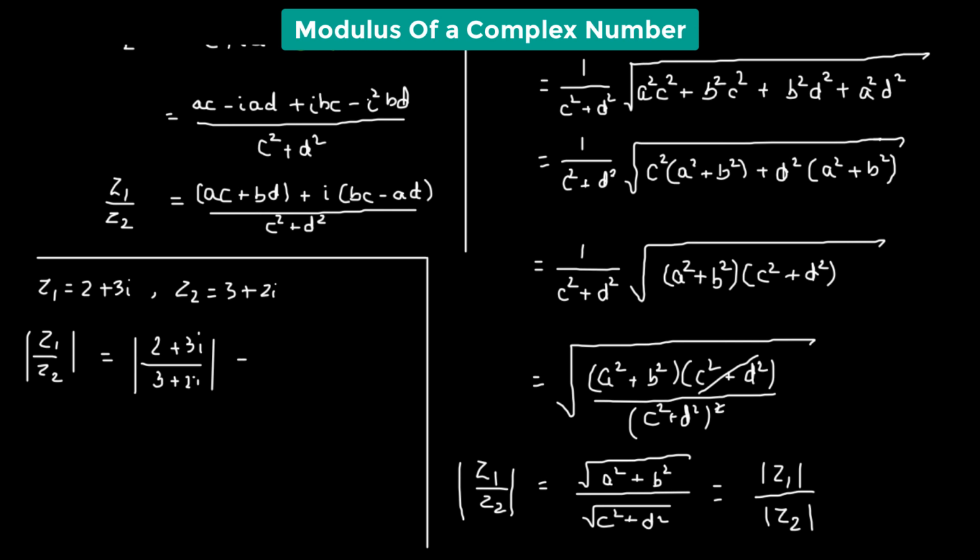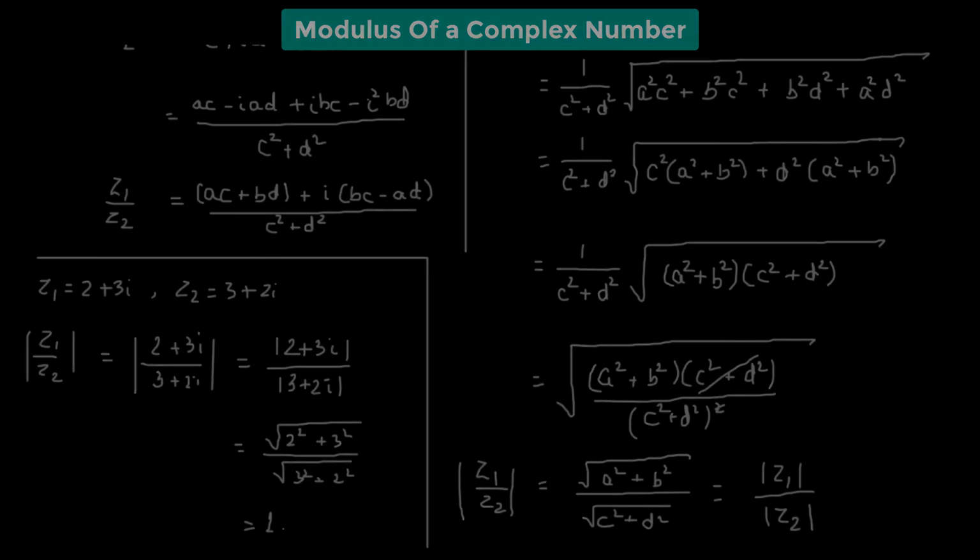But instead, we can take the absolute value of the numerator divided by the absolute value of the denominator, and that will equal the square root of 2 squared plus 3 squared divided by the square root of 3 squared plus 2 squared, and this value is simply equal to 1. So this is a faster way of finding the absolute value of z1 over z2.